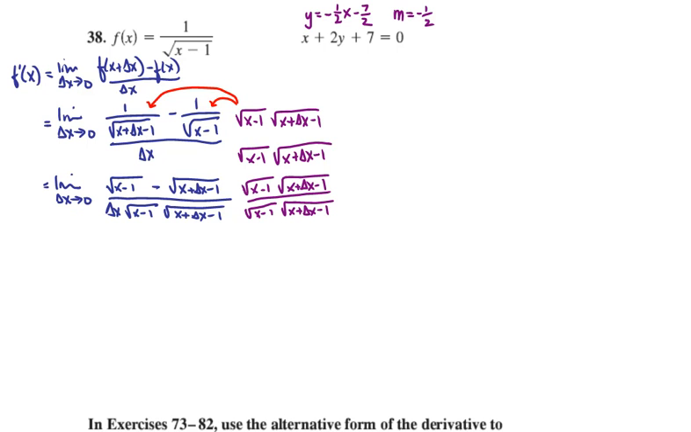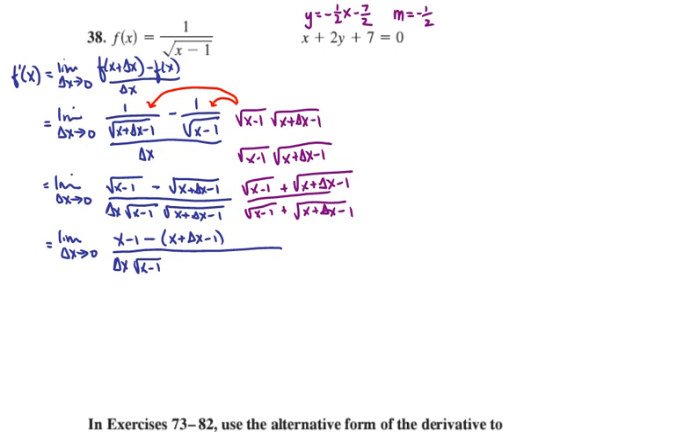And so we'll multiply numerator and denominator by the square root of x minus 1 plus the square root of x plus delta x minus 1. Now the numerator is a difference of two squares, so that'll be first term squared minus second term squared, or x minus 1 minus the quantity x plus delta x minus 1, while the denominator is delta x times square root of x minus 1 times square root of x plus delta x minus 1 times the quantity square root of x minus 1 plus square root of x plus delta x minus 1.